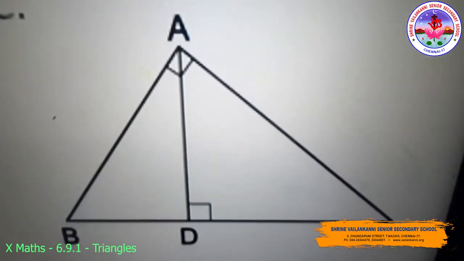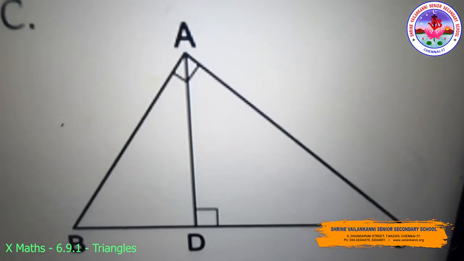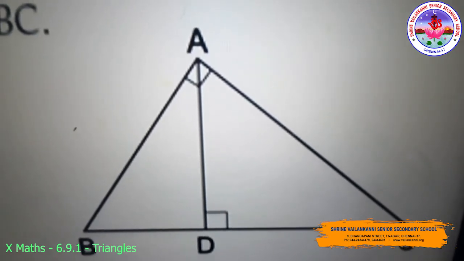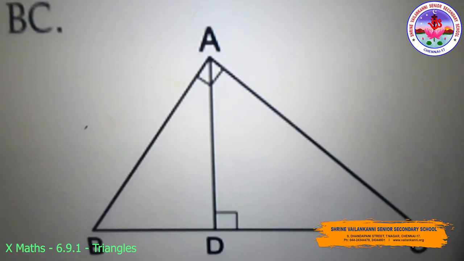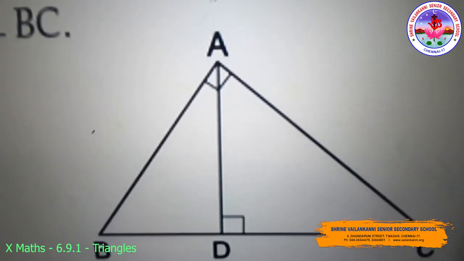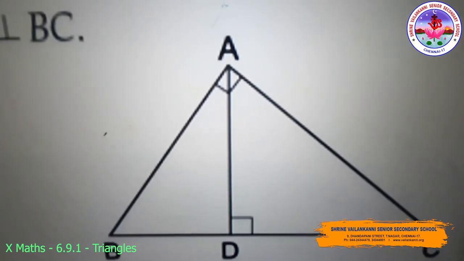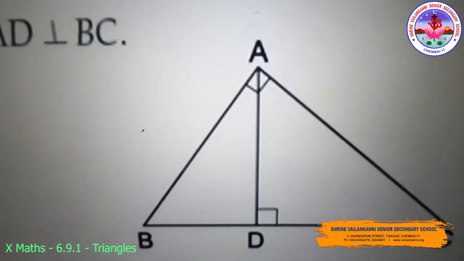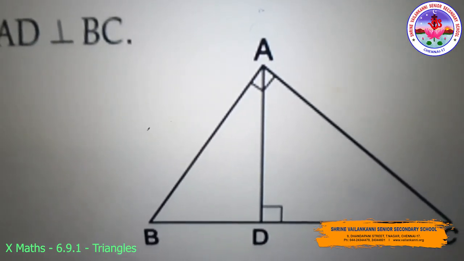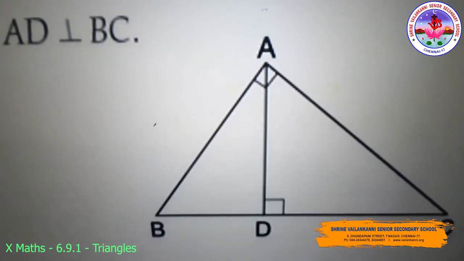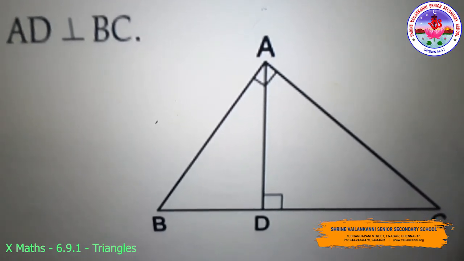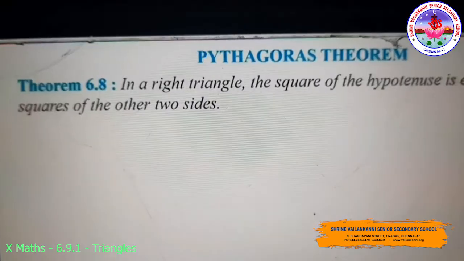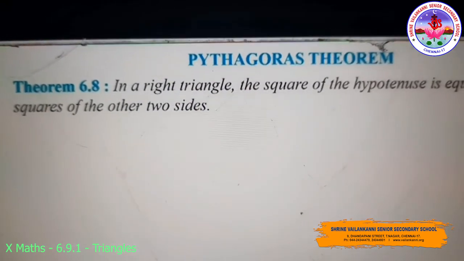Now consider a right angled triangle ABC, right angled at A. From the vertex A, we are drawing a perpendicular line AD such that D touches the line BC, where BC is called the hypotenuse. The triangle DBA and triangle DCA are similar to each other, and these triangles are similar to the whole triangle ABC. Now we are going to see theorem 6.8, Pythagoras theorem.